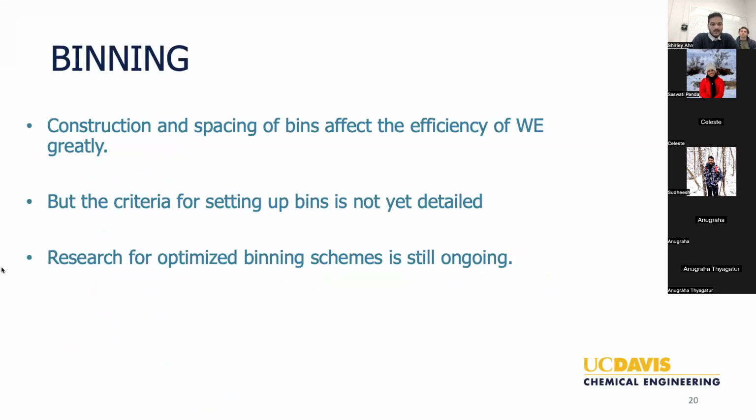So, future work. One of the major challenges in WE is the binning scheme. Bins are basically the regions into which the configuration space is divided. A very important and integral part of WE is that the construction and spacing of bins will always affect the efficiency of the WE, because bins give us an idea of where the trajectories are exactly positioned. There is no formal way of constructing the bins. There is current research being done in optimizing the binning schemes.